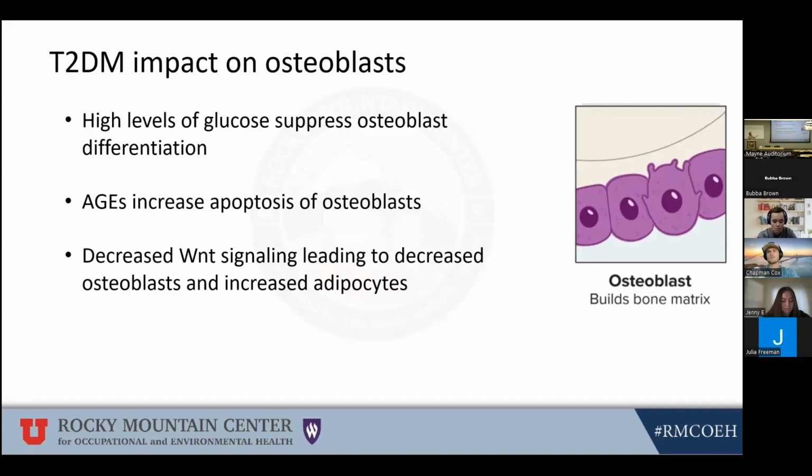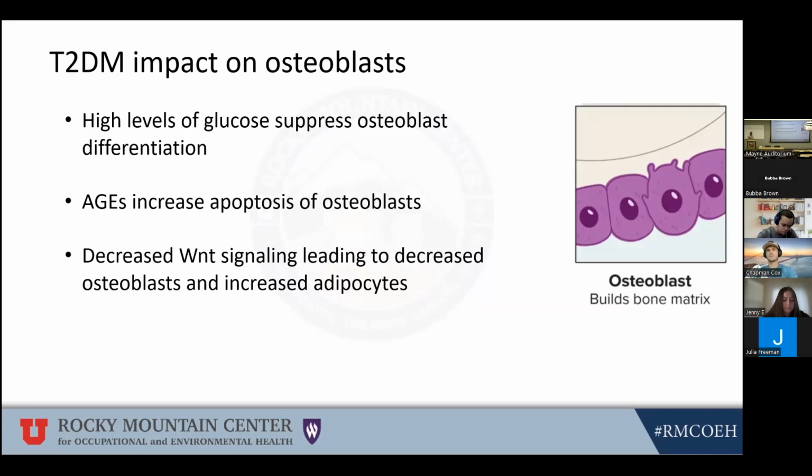Osteoblasts, their purpose is to put down new bone. Some of the impacts of type 2 diabetes on osteoblasts: high levels of glucose suppress osteoblast differentiation, so you might have fewer osteoblasts with type 2 diabetes. AGEs also increase apoptosis of osteoblasts. So another reason there might be fewer osteoblasts is that they die off more in response to these AGEs.